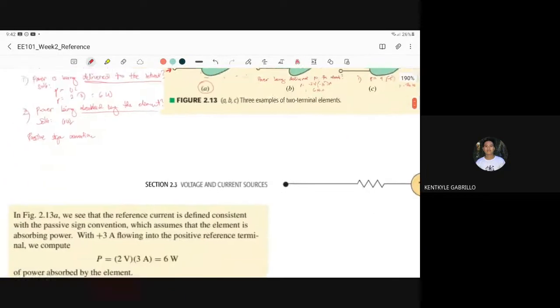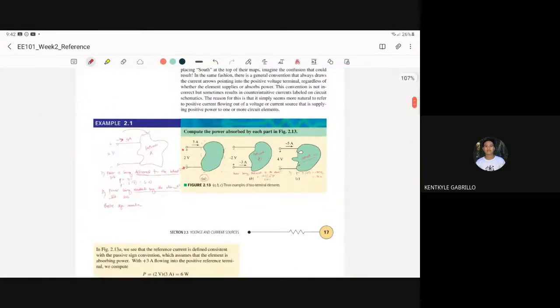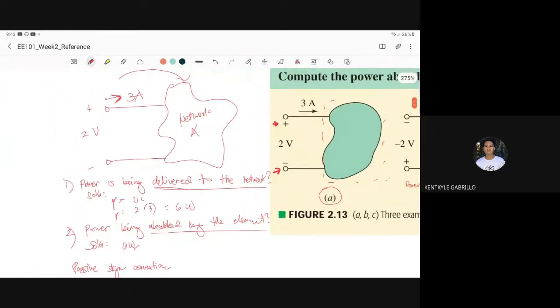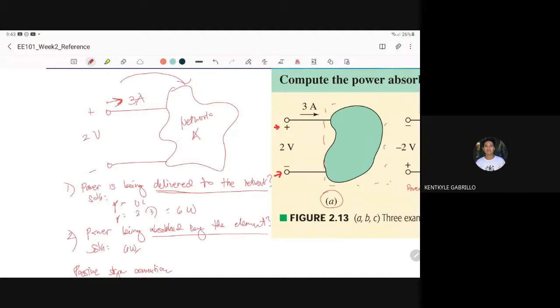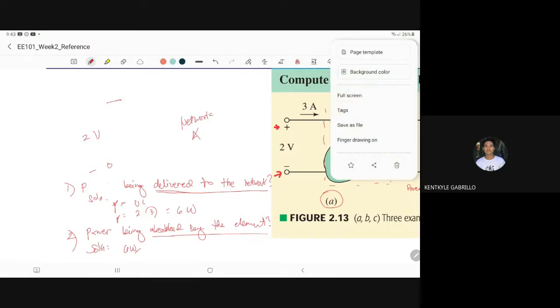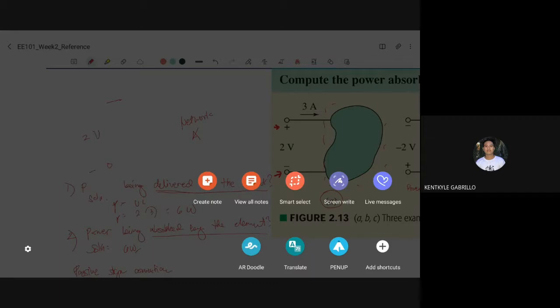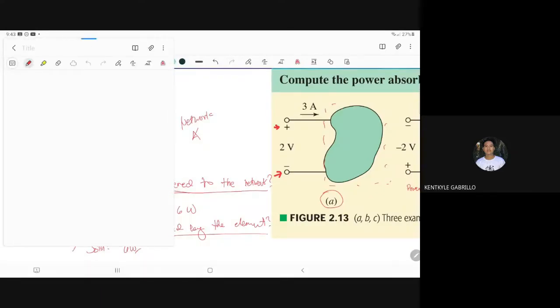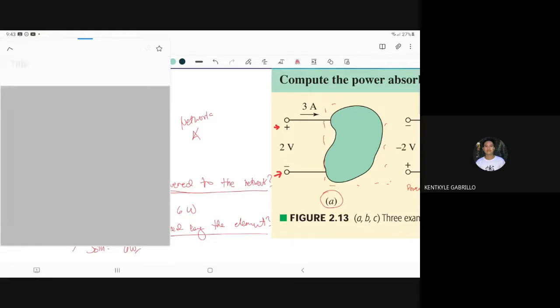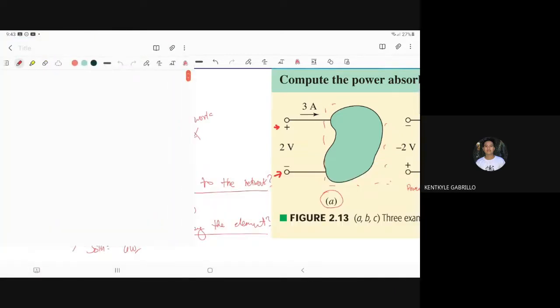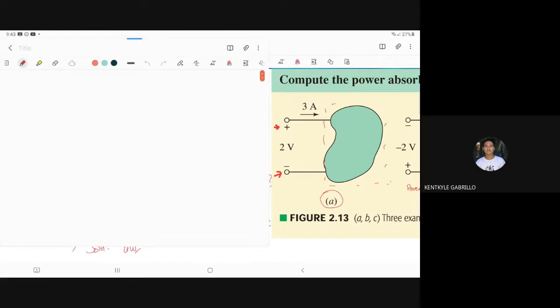Sir, ngano na may negative nga. Okay, so I think we can use this portion here to illustrate that one. Okay, so let me erase this, or maybe I could create a new one. Okay, so let me just check it here and create a note. Create a note. Okay, very good. Okay, so let's use this feature. Okay, so try na to.